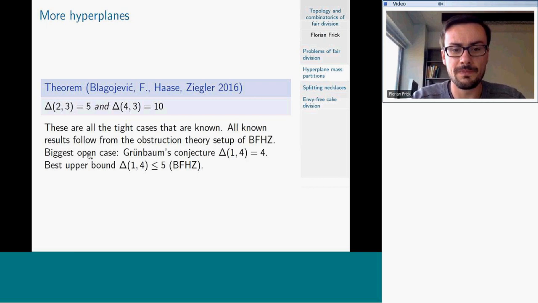So for J equal to 1 and hyperplanes, we also have the tight result that this is equal to 3. It follows from work of Hugo Hadwiger. I guess that's the result that he wanted to show. The big open case is a conjecture of Branko Grünbaum that if you have one mass in R4, then you can partition it into 16 equal pieces by 4 hyperplanes. Well, that's possible in R5.